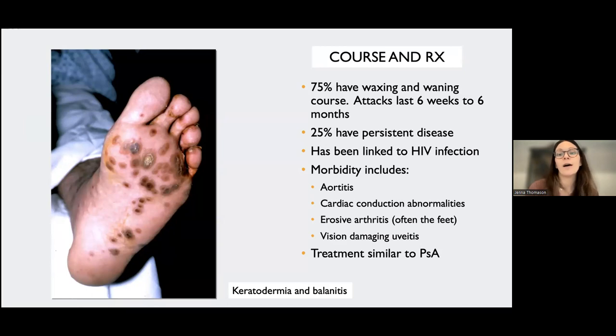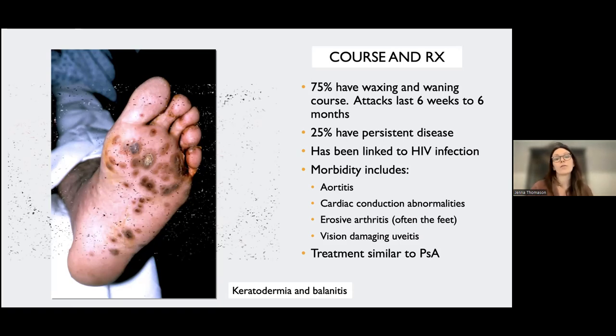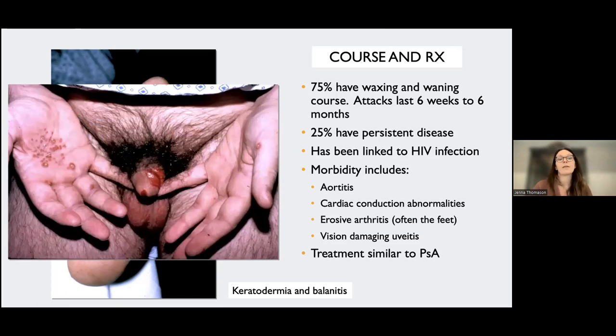So the prognosis is generally good. Most of the time it resolves in a number of weeks, sometimes months, but at least a quarter of these patients can go on to have persistent disease and end up requiring chronic long-term therapy, and can have potentially other morbidity associated with this. And the treatment, because this is another type of spondyloarthritis, follows that same pathway as psoriatic arthritis. This is circinate balanitis.